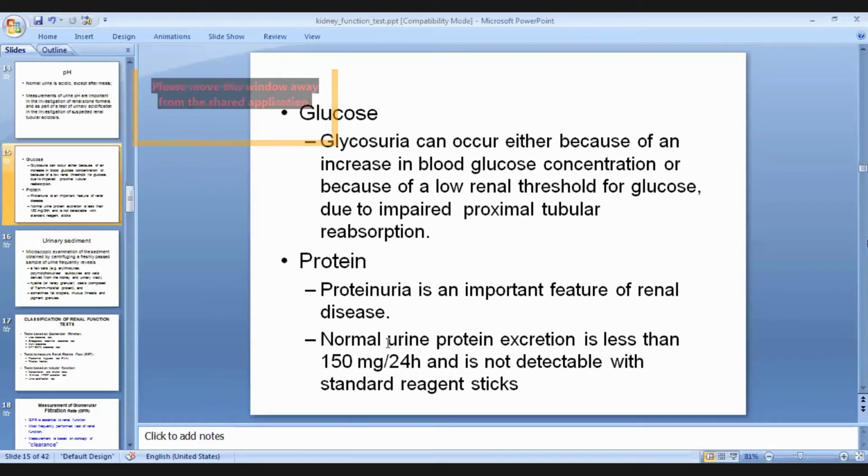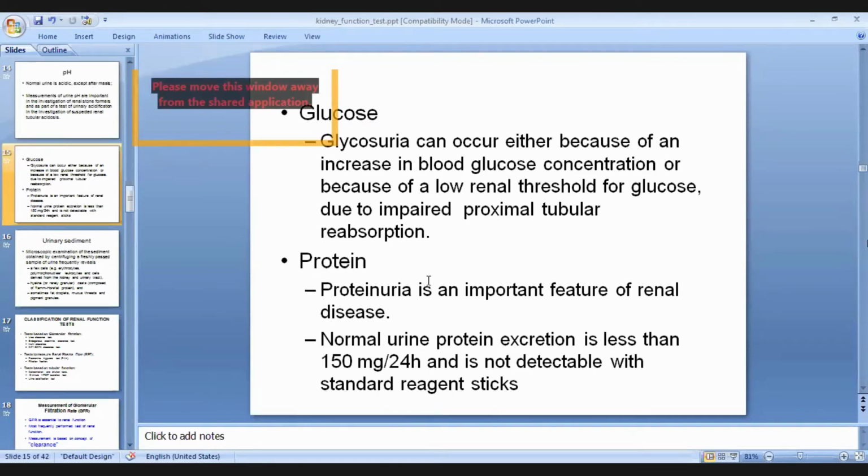Another constituent is protein. Proteinuria, protein in urine, is an important feature of renal disease. Normally, we excrete less than 150 mg of protein in 24 hours, not in 1 or 2 hours. In 24-hour urine, only about 150 mg of protein may be present, and that is normal. It may not be detected with the usual reagent strips, so special tests are there.